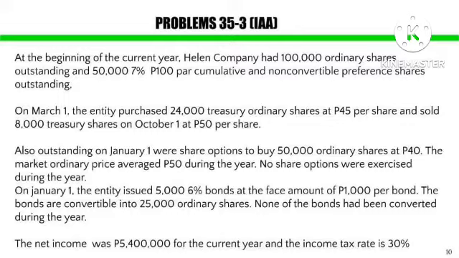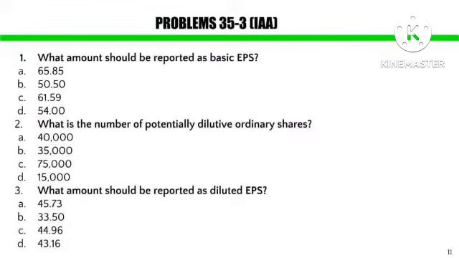Also, outstanding on January 1 were share options to buy 50,000 ordinary shares at 40 pesos. The market ordinary price averaged 50 pesos during the year. No share options were exercised during the year. On January 1, the entity issued 5,000 6% bonds at a face amount of 1,000 per bond. The bonds are convertible into 25,000 ordinary shares, and none of the bonds had been converted during the year. The total net income was 5,400,000 for the current year, and the income tax rate is 30%.